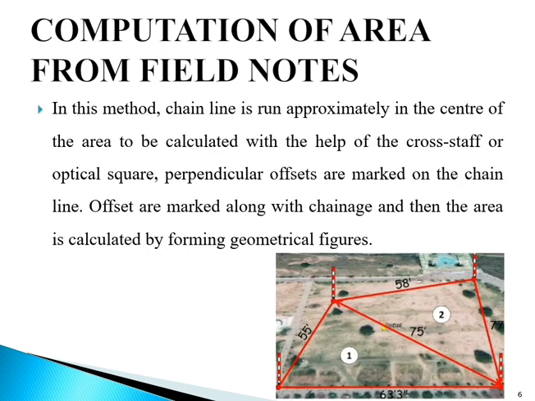Next, in this method, a chain line is run approximately in the center of the area to be calculated with the help of the cross staff or optical square. Perpendicular offsets are marked on the chain line. Offsets are marked along the chain edge, and then the area is calculated by forming geometrical figures. So you can see its image. Like this the calculation is done.